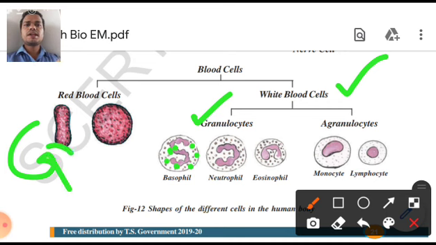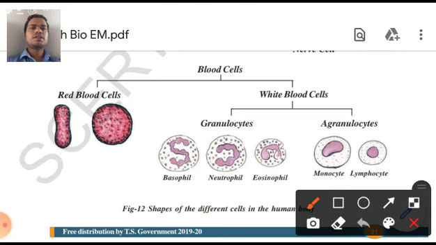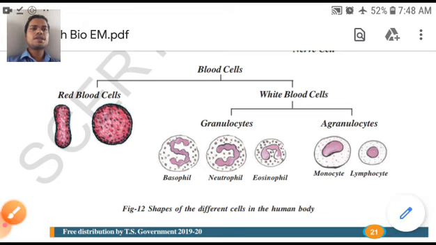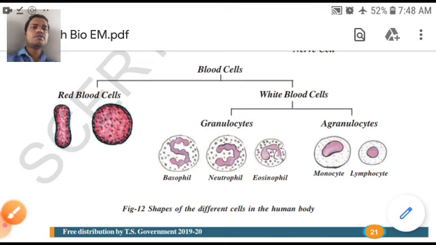What is the meaning of granule? Granule is nothing but a small dot like structure. So many times you have seen mustard seeds, mustard seed like structures. Now these granules are present, that's why these are granulocytes. Granules are absent, that's why these are agranulocytes. Now granulocytes are again divided into basophils, neutrophils, eosinophils. Now agranulocytes are again divided into monocytes and lymphocytes.